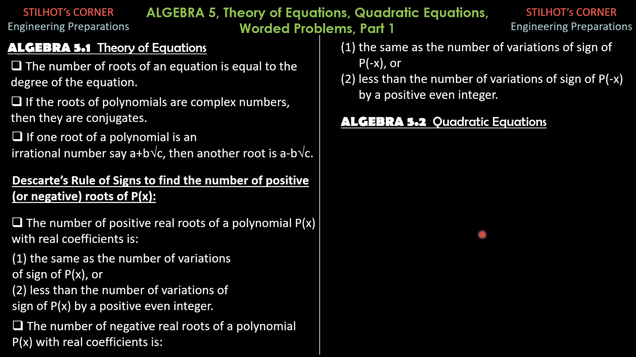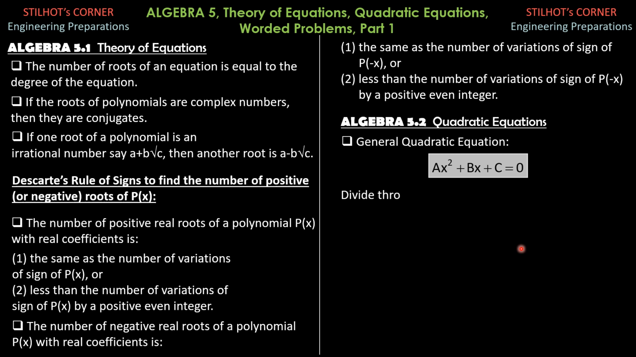Then let's have quadratic equation. The general quadratic equation is ax squared plus bx plus c equals 0, right? So let's derive the quadratic formula. First, we divide everything by a, and we have x squared plus b over a times x plus c over a equals 0. Let us complete the square in these first two terms, then transpose c over a to the right. To complete the square, we add the square of 1/2 the coefficient of x, the first degree term.